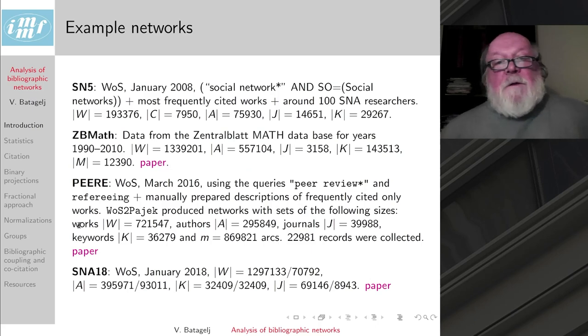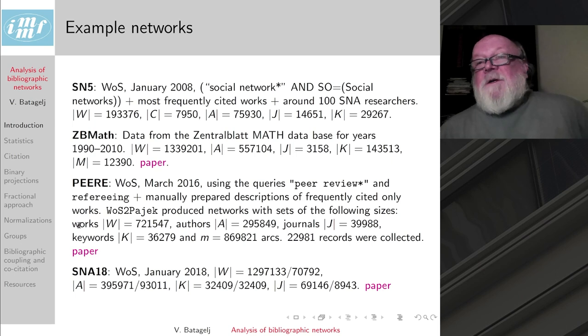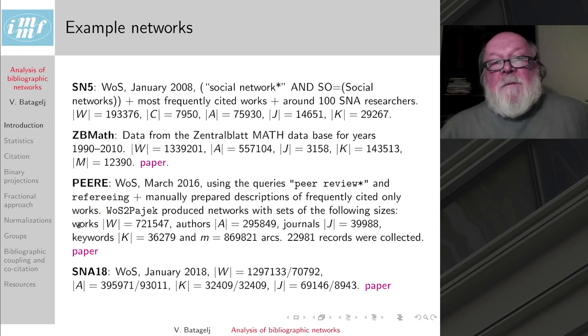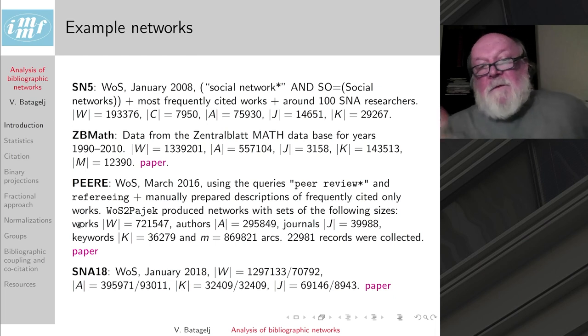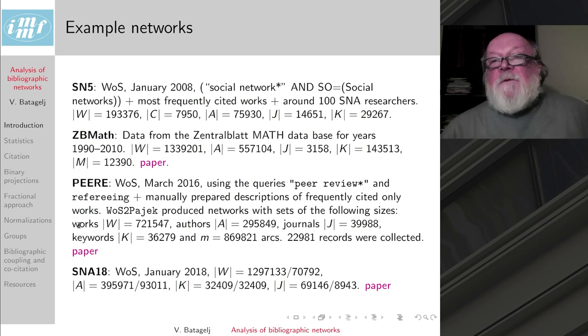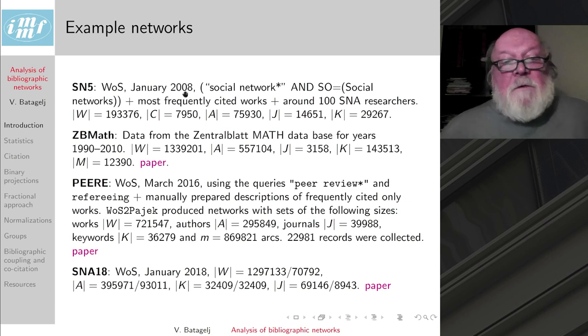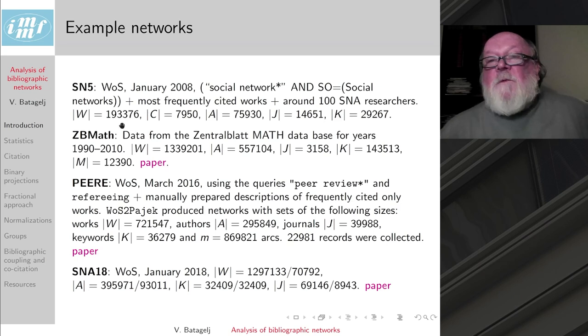Now, in the following, I will use some example networks. I must say these networks are usually quite large. So we cannot draw them and look at the picture and see what's going on. They have several tens of thousands of nodes. So we need to use analytic methods to drill in. So I will use the following networks. One is about social networks that was collected in 2008. Here, for instance, we have almost 200,000 works.